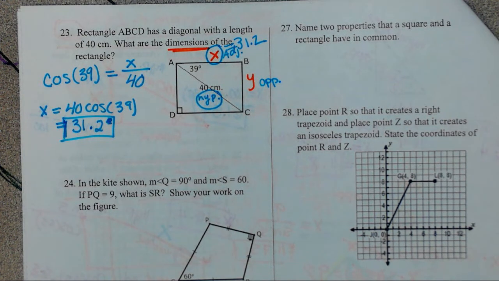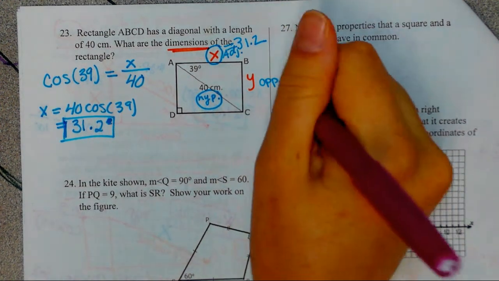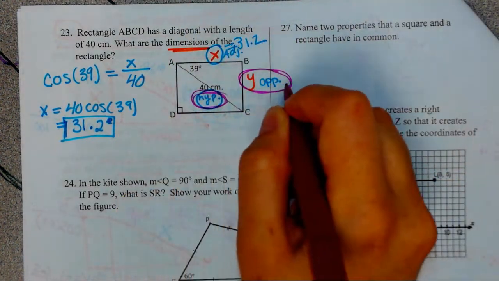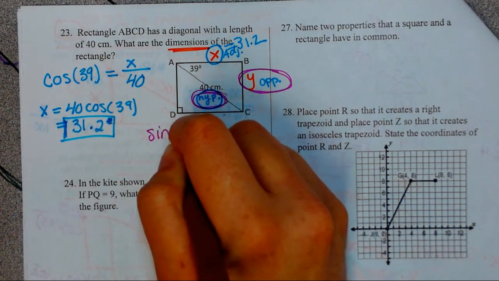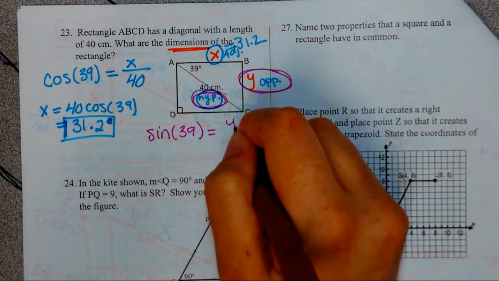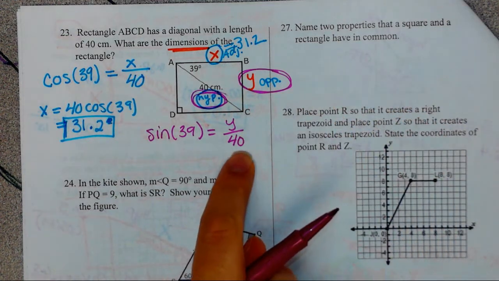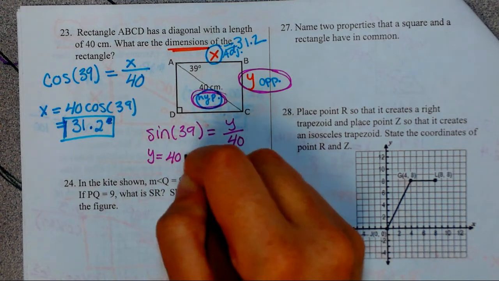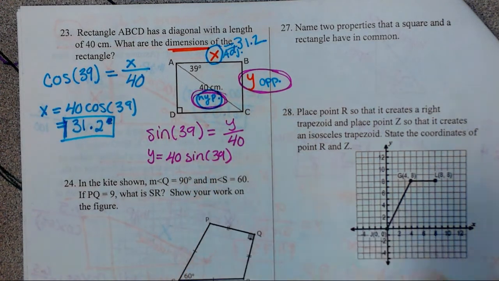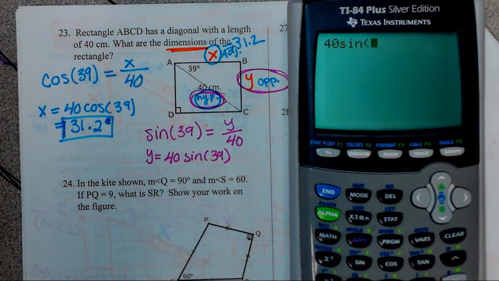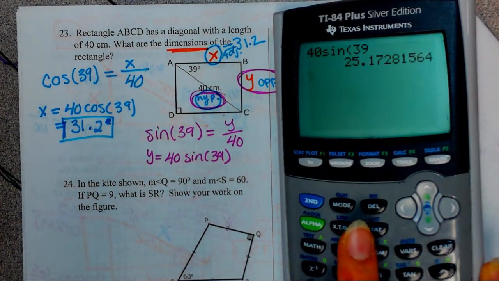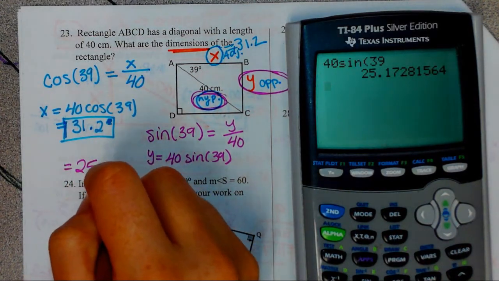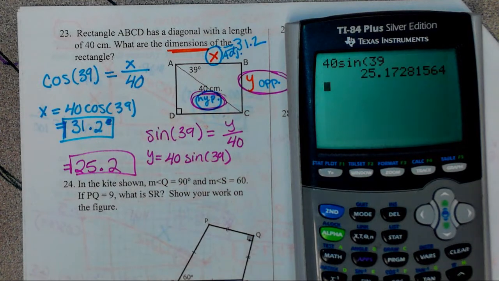For the other dimension, Y is your opposite side. We're going to be using the hypotenuse again. So opposite and hypotenuse goes with sine. So sine of 39 is equal to Y over 40. Once again, Y is on top, so we're going to multiply by what's on bottom. 40 times sine of 39 is equal to 25.2. Okay, and there we have it.